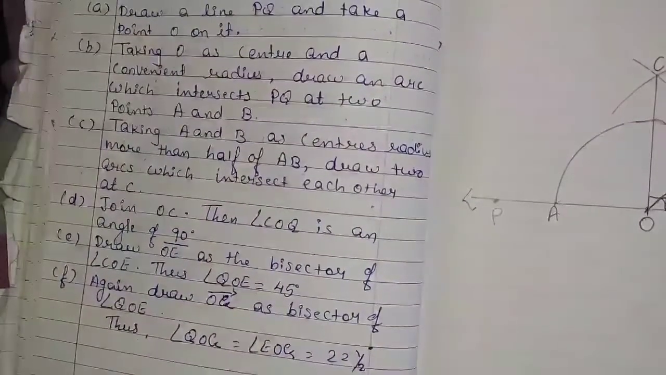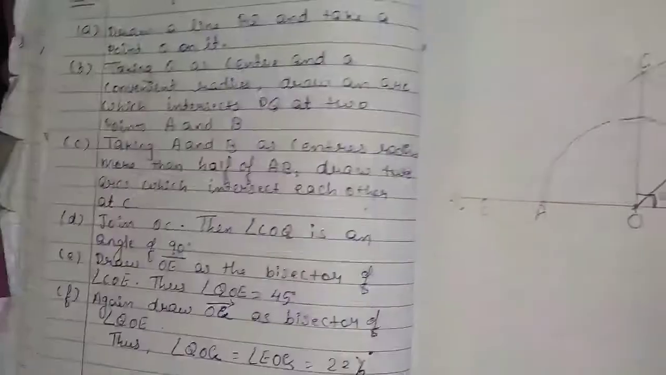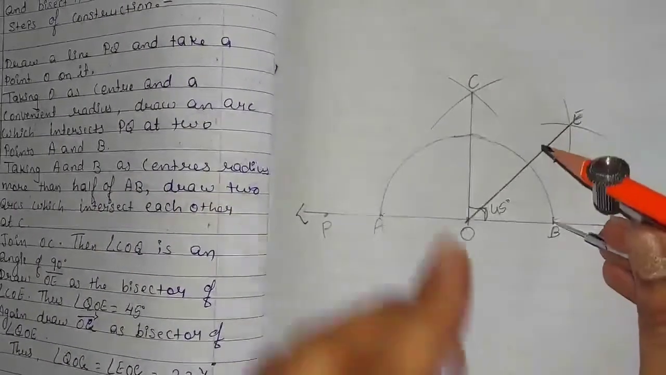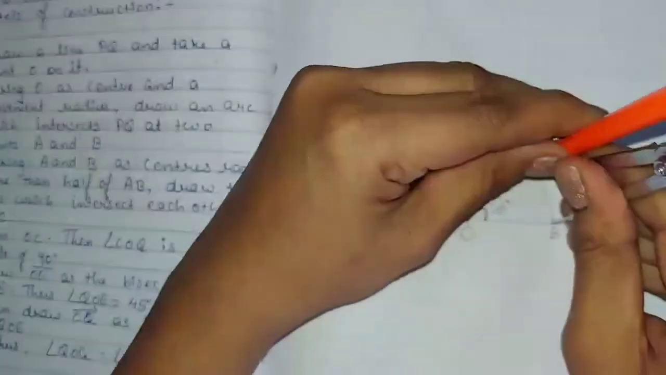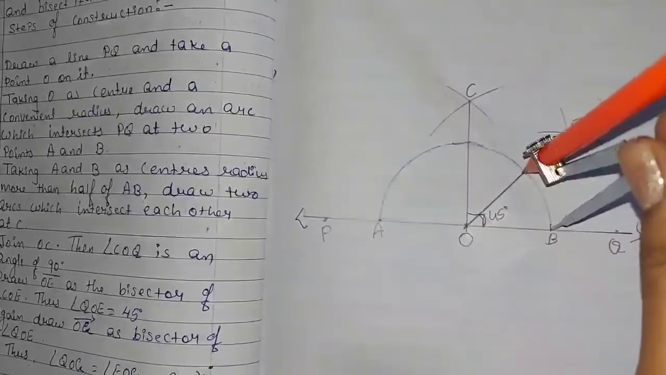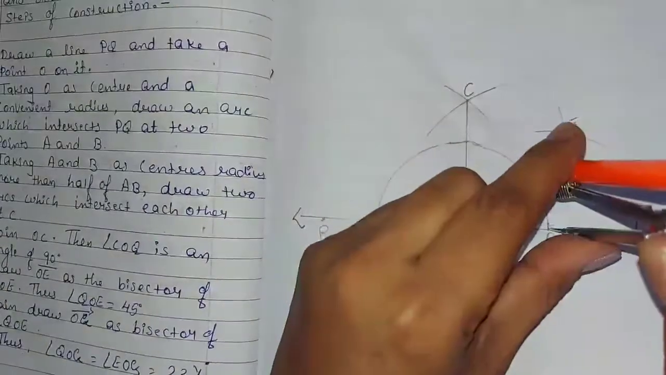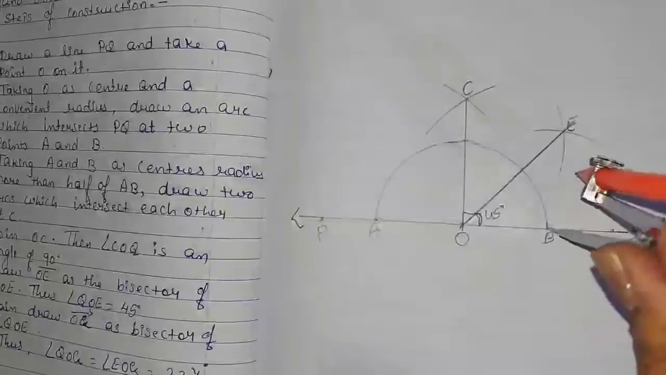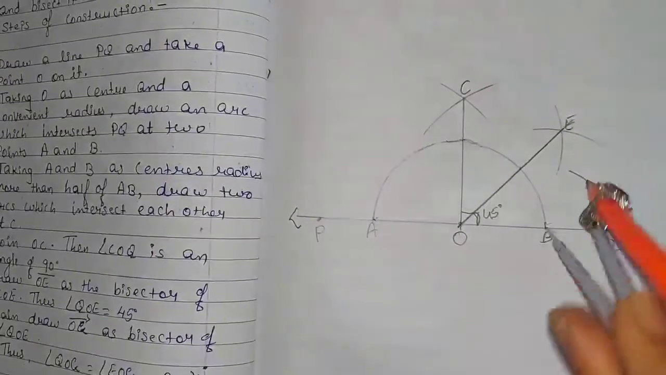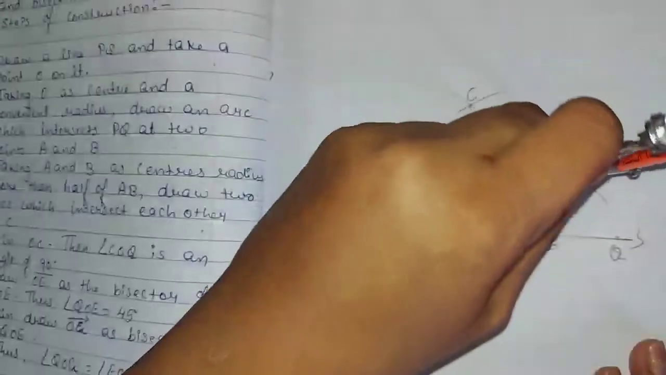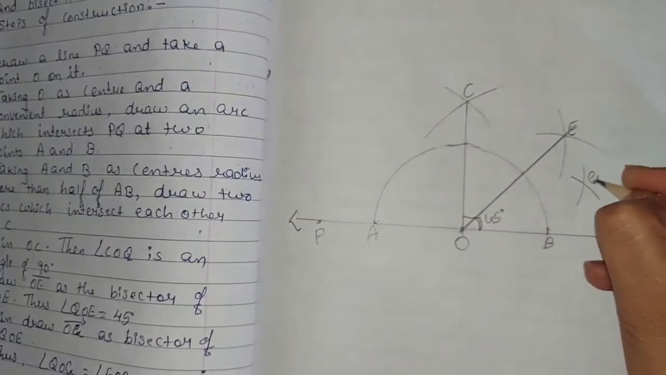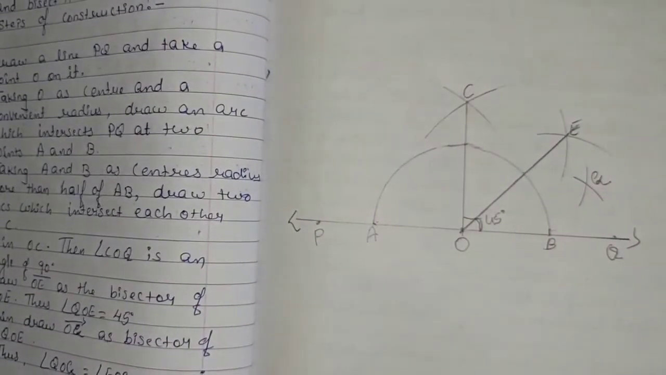E. Draw again OG as bisector of angle QOE. So students, now we want to bisect 45 degrees, which means we will take these two distances, and we have to take more than half of this radius. Now with B as a center, let us mark an arc, and with the other center, let us mark another arc. Now this intersecting point we have to label as G.